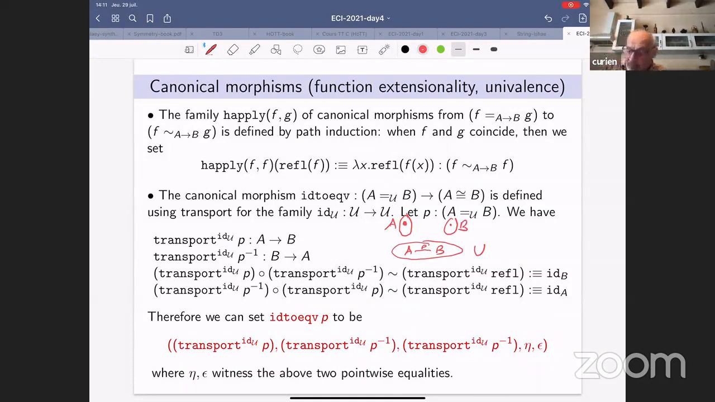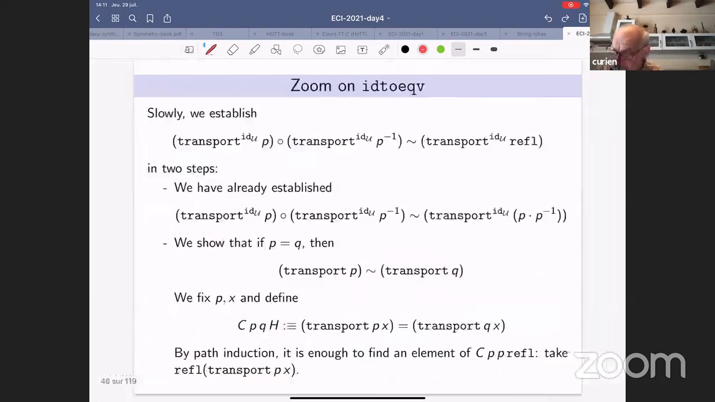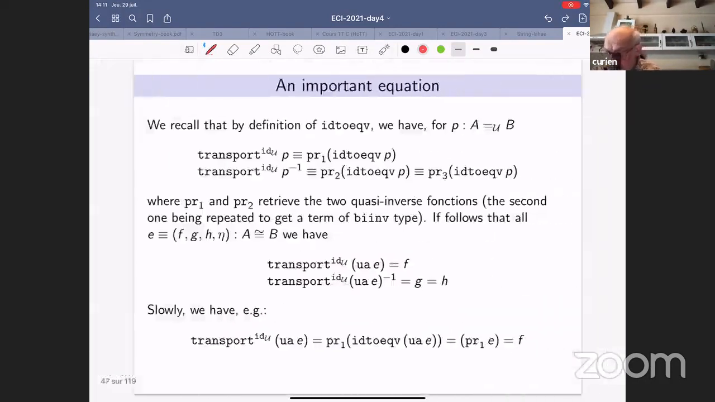And to define a function from B to A, I just first reverse the path P so that I get a function from B to A. So this is how idtoeqv is defined. Good. And then this allows me to derive this property, which I shall be using later on. So let me first describe the property and then prove it. So the property that I want to use is the following.